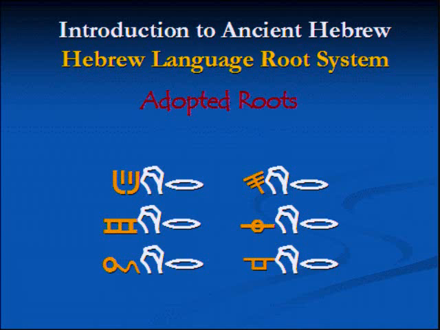Adopted roots. We talked about the parent roots. We talked about the child roots. Now we've got the adopted roots. The adopted roots are the parent root with another consonant added to it. In my opinion, most of these are later words. The original Hebrew, or the original Semitic language, only consisted of the parent and child roots. This is just my opinion, by the way. I can't back this up with fact very much. The adopted roots were formed later over time.